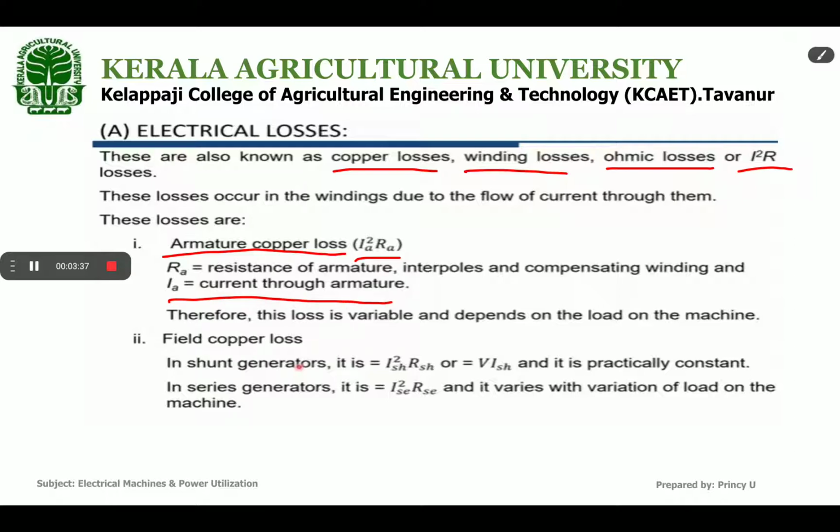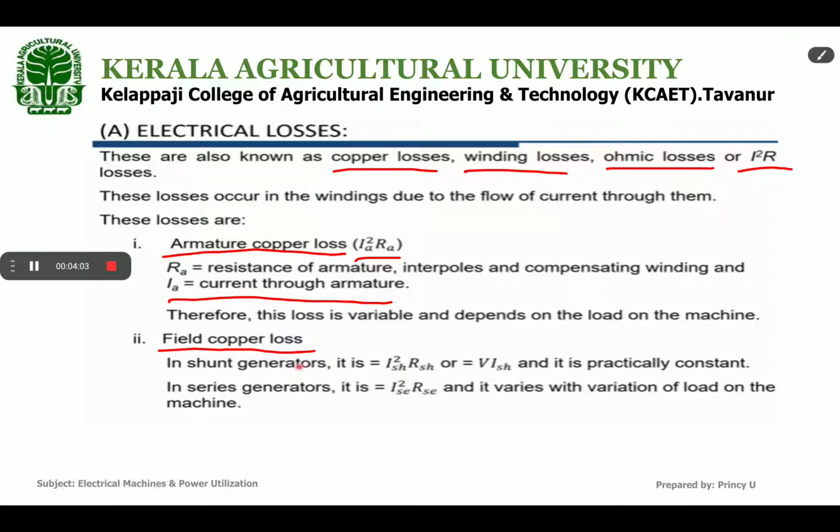Therefore, this loss is variable and depends on the load on the machine, because we know that as the load increases, the armature current increases. So, armature copper loss is a variable loss. When we increase the load, the current produced in the armature also increases. So, armature copper loss is a variable loss. Next one is field copper loss.